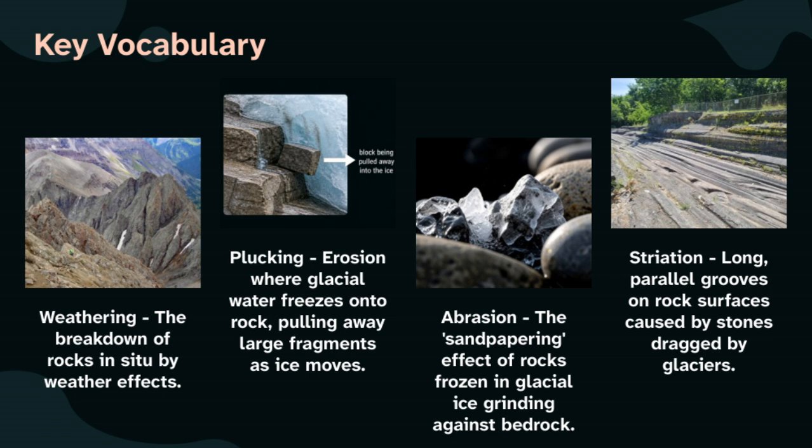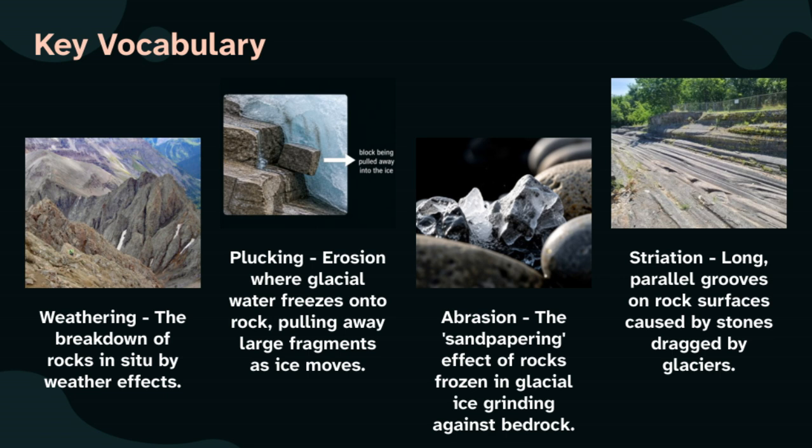The third word is abrasion. Abrasion is sometimes described as the glacier acting like sandpaper. Rocks frozen into the base of the glacier scrape and grind against the bedrock underneath. The fourth word is striation. Striations are long, parallel scratches or grooves left on rock surfaces by stones dragged along underneath a glacier.